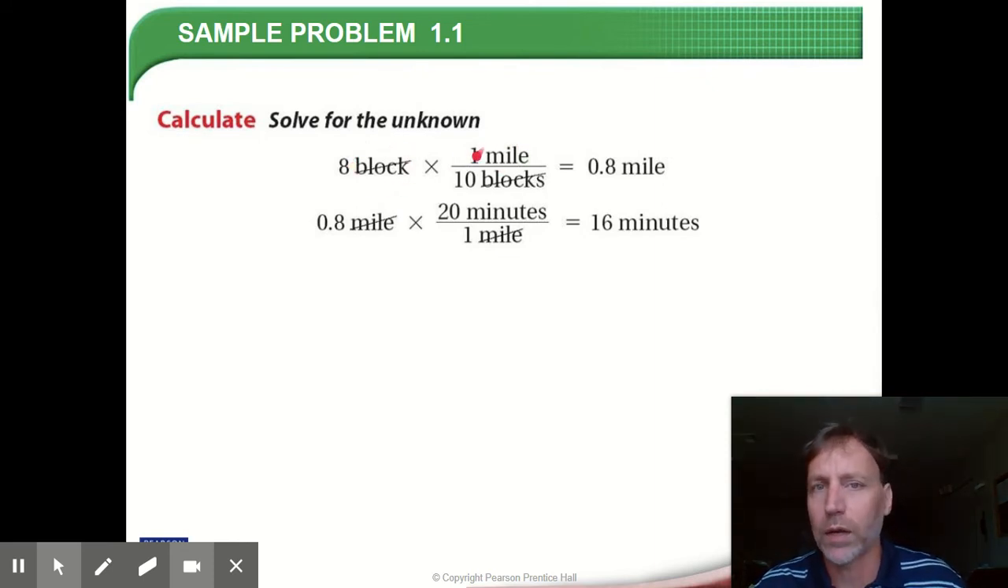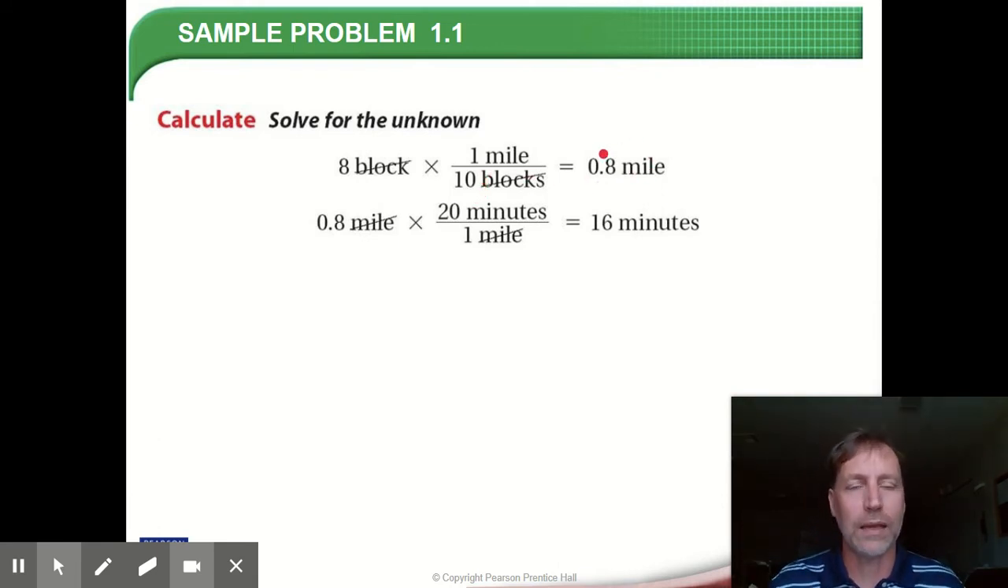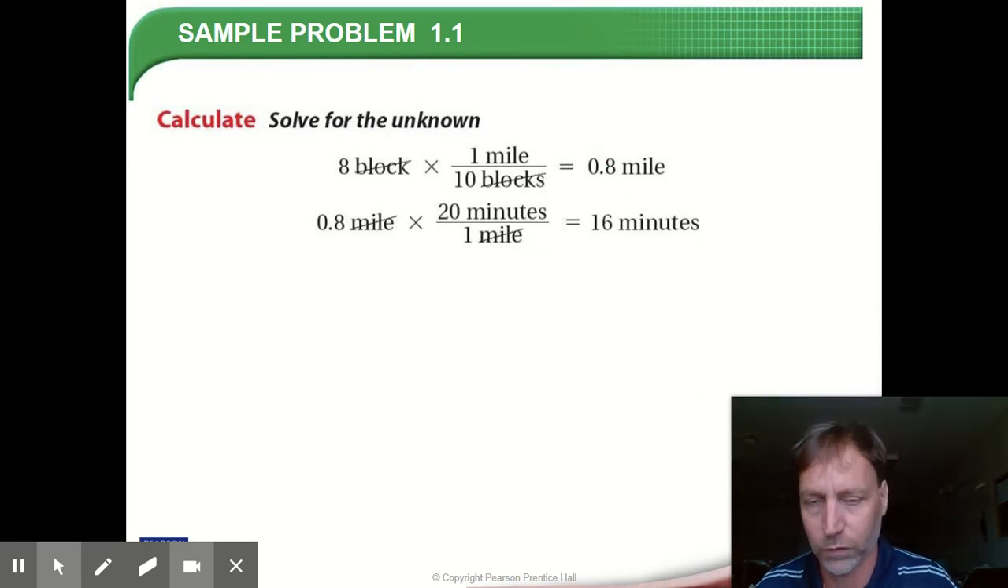And what we need right here is, how many miles is that? So 8 blocks times 1 mile divided by 10 blocks per mile. That means that 8 blocks is 0.8 of a mile. Okay, 0.8 mile, right? So that's how long our distance is. We know we're going to walk from one place to the other, 0.8 miles.